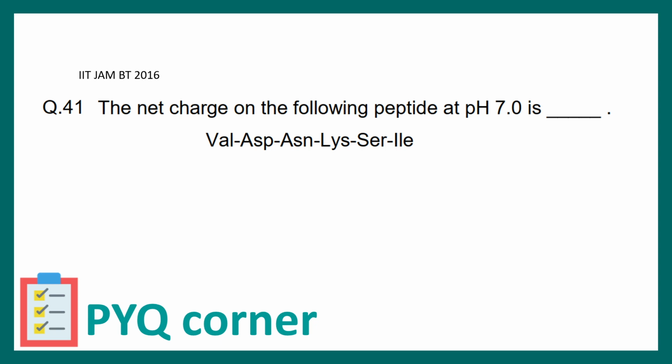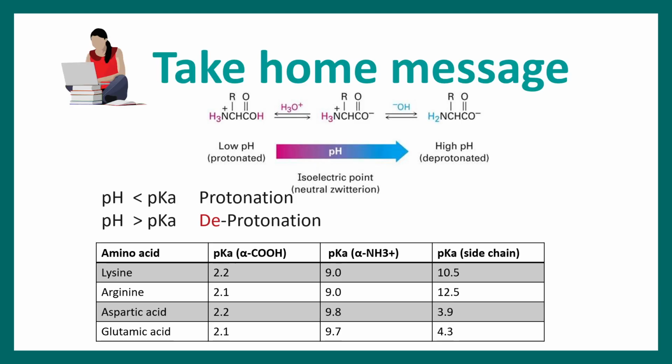This kind of question was asked in IIT JAM 2016, so you can understand this is a really important question. So what is the take home message? We just need to look at what is the pH stated in the question. Is it greater than the pKa or lesser than the pKa? If it is lesser than the pKa, then the group would remain protonated. If the pH of the current solution is greater than pKa, then it would lose a proton and be deprotonated.